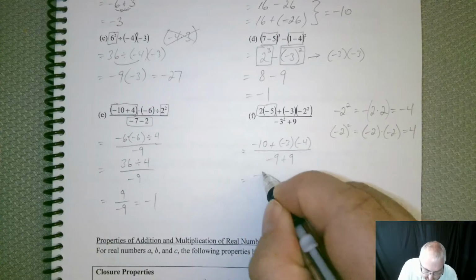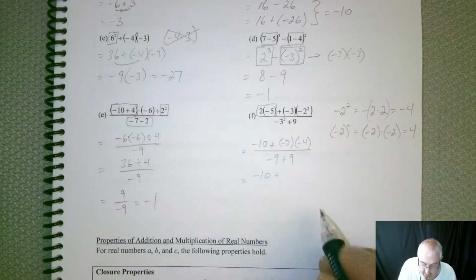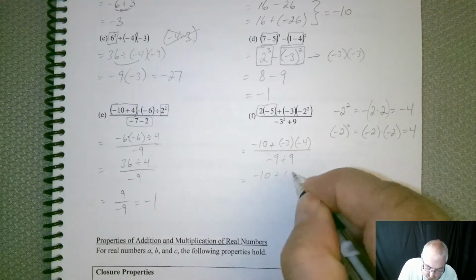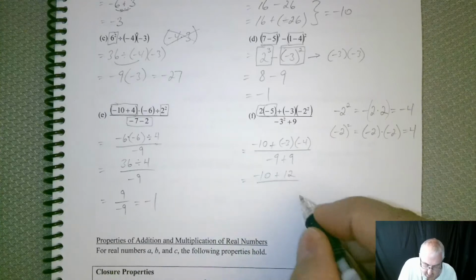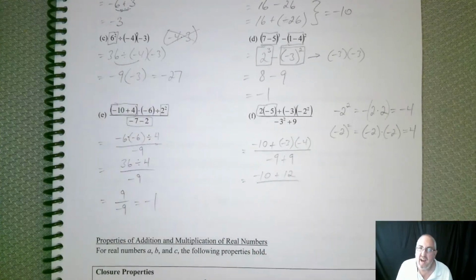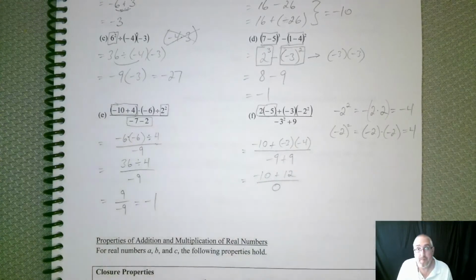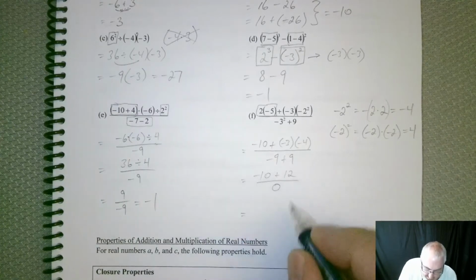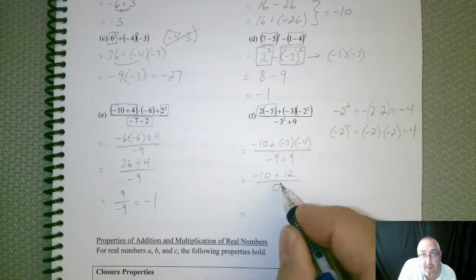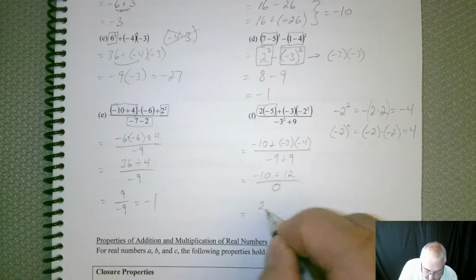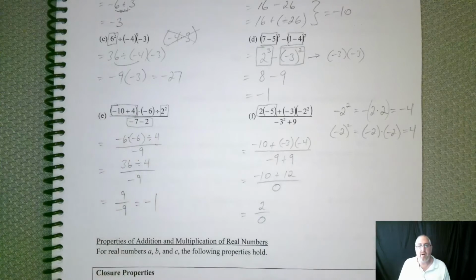All right, so negative 10 plus negative 3 times negative 4, better be positive, so we can lose the parentheses. Negative 9 and 9, don't they just cancel, right? They do. It's going to be equal to 0. So let's just do the last step and simplify the top. Negative 10, positive 12. Subtract, we get 2, and it should be positive 2. So we get 2 over 0.